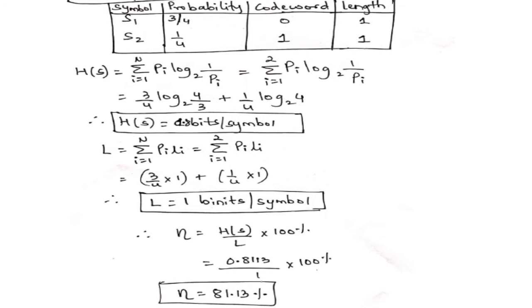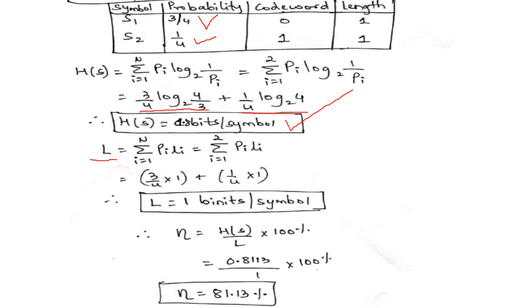The first probability is 3 by 4. So we'll have the first term as 3 by 4 log of 1 divided by 3 by 4, which can be written as log 4 by 3 to the base 2, and the second term is 1 by 4 log of 1 divided by 1 by 4, which can be written as log 4 to the base 2. Once you simplify this, we'll obtain entropy as 0.811 bits per symbol.